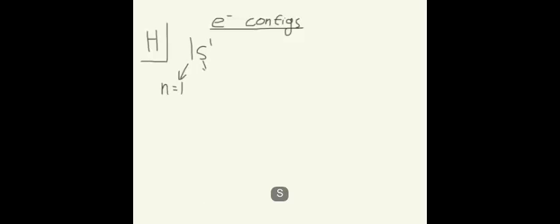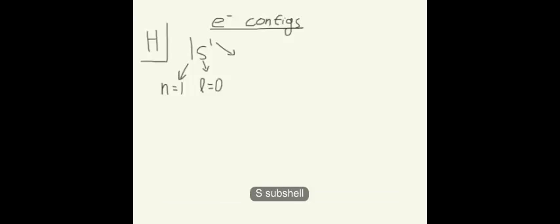S means this electron lives in an S subshell with a spherical shape and with an azimuthal quantum number of 0. The 1 up here means there's just one electron in this S subshell.